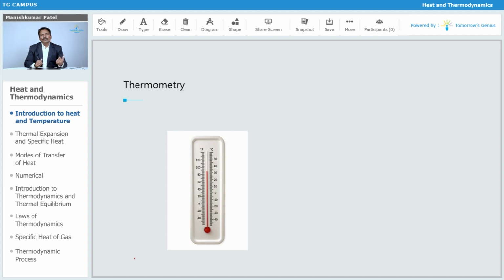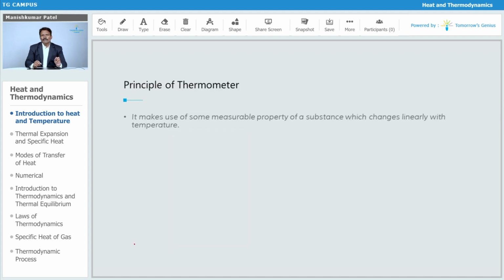The lower reference point is where ice melts, that is the melting point, and the other is the boiling point. In terms of degree Celsius, one is 0 degree Celsius and another is 100 degree Celsius. The temperature which you are going to measure is generally in between. The principle of a thermometer, where I want to calculate the temperature, makes use of some measurable property of a substance which changes linearly with temperature.